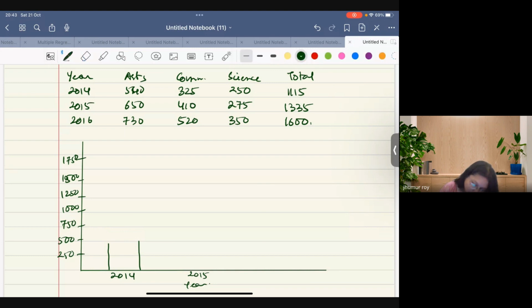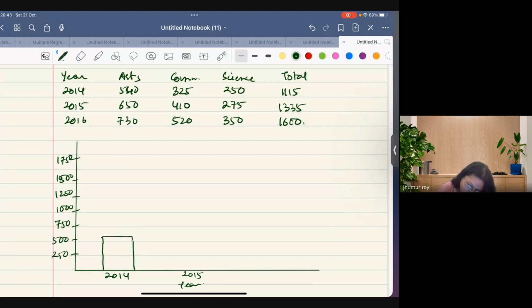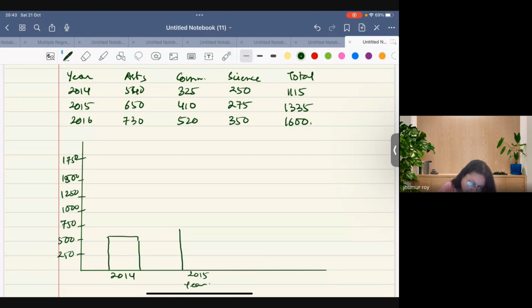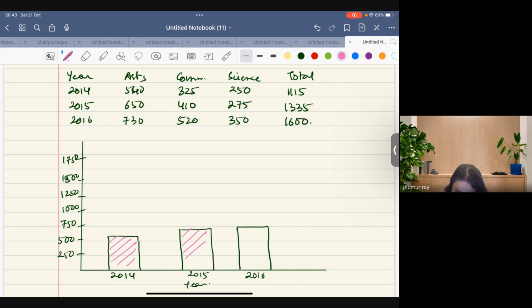Take this a little down. 540, and here we had around 650. And in the year 2016 we had 730 students. So I'm just taking it a little up. I'm just drawing an approximate amount. Now over here, this is for the first year. I already marked this. So this is what is representing my arts students for the 3 different years.